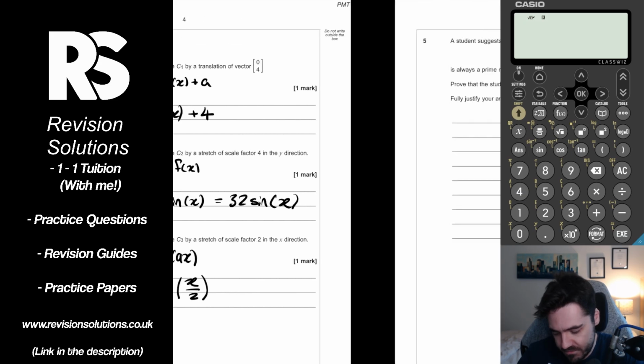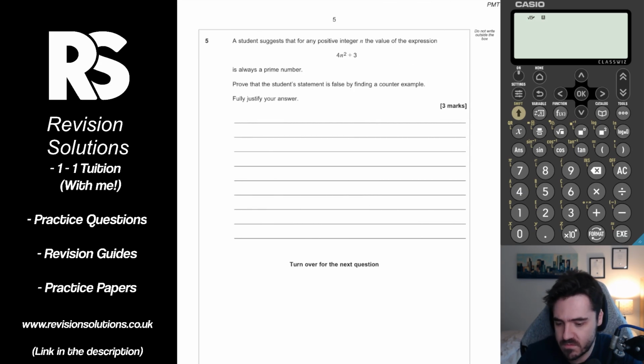Moving on to question 5, it says a student suggests that for any positive integer n, the value of the expression 4n squared plus 3 is always a prime number. Prove that the student statement is false by finding a counterexample. So to find a counterexample, we just have to find one example where it's not true. So it has to be a positive integer though. So let's just run a few positive integers until we find one that doesn't give us a prime.